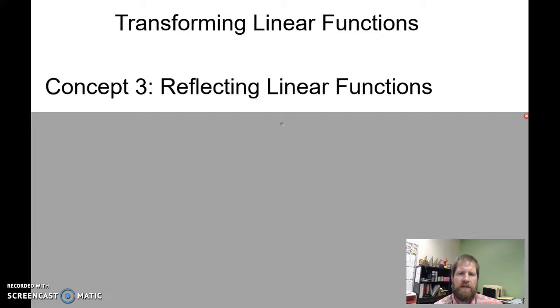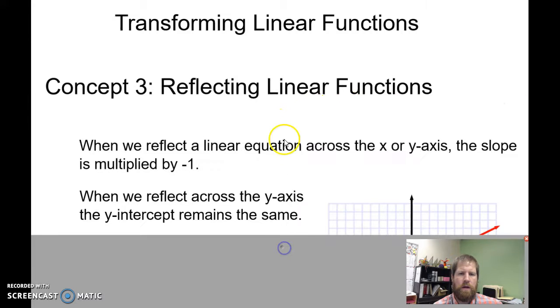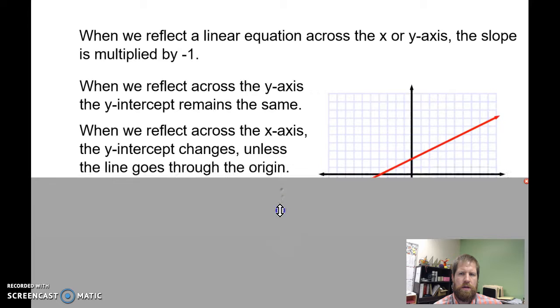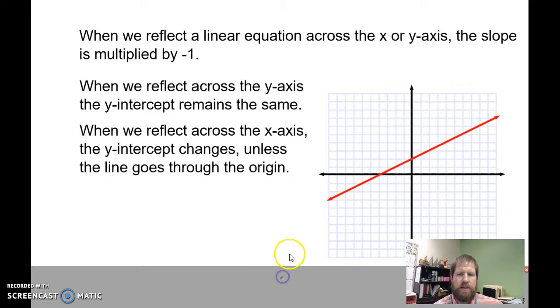Concept 3, reflecting linear functions. So a reflection, in this lesson, is going to be just across the y-axis. That has really one change to our line. Although pretty much all of our points on the line are going to change, it's actually just going to change our slope by multiplying it by -1.